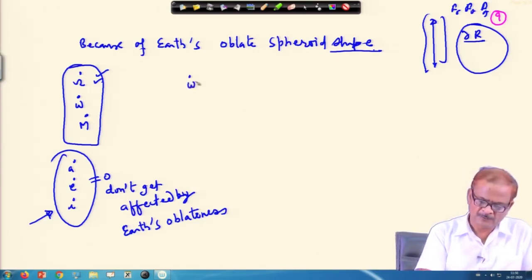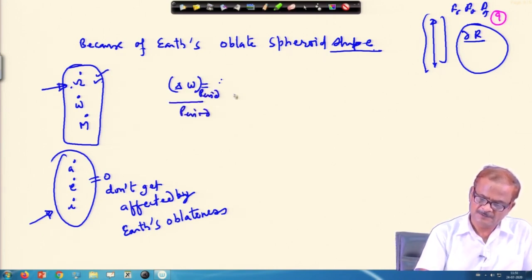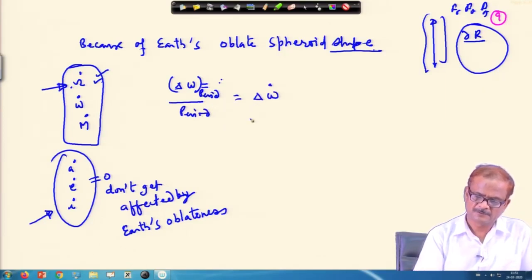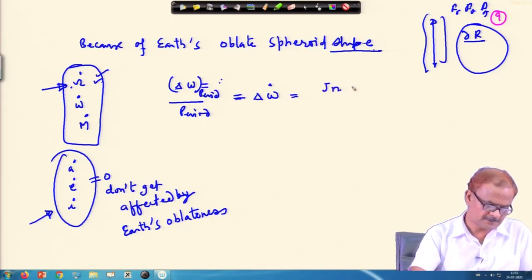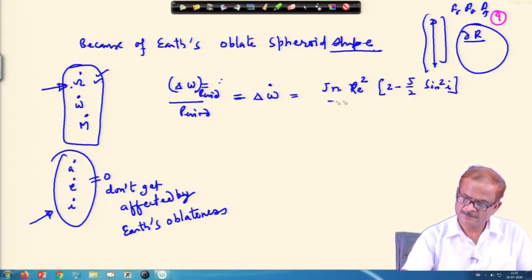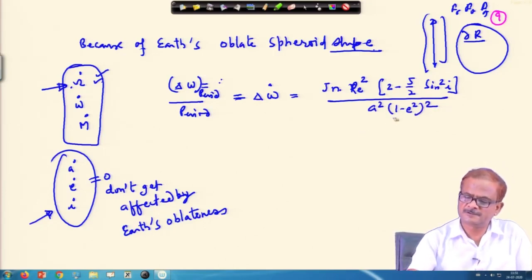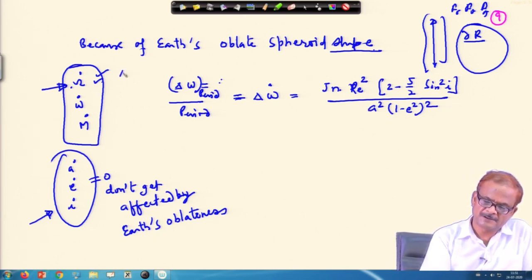and omega dot in the same way, delta omega dot. So for the omega dot equation first we have to write the perturbation equation, and then follow whatever way we have approached for this. Okay. So this way, delta omega per period divided by period gives you delta omega dot. And this quantity turns out to be J n R earth square times 2 minus I by 2 sin square I divided by A square times 1 minus E square whole square. The denominator is the same as for delta capital omega dot we have got.